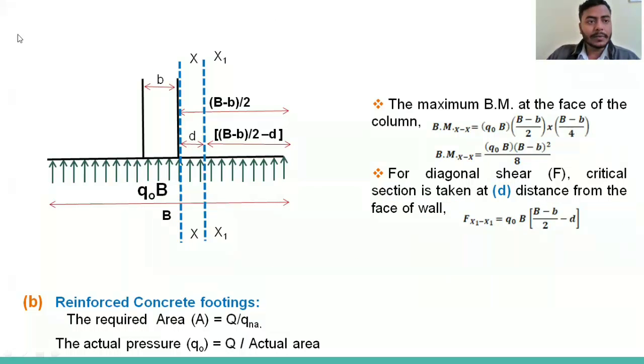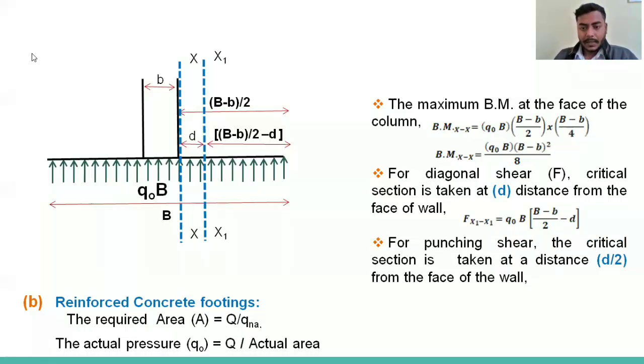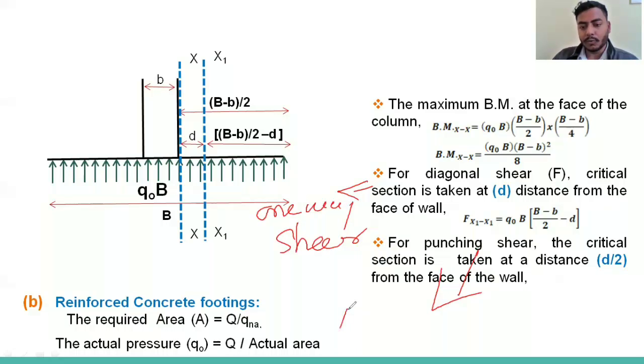So you can see after solving, we can write like this. Punching shear: there is an extra punching shear, or we can also say two-way shear. This is called one-way shear, and this is called two-way shear.